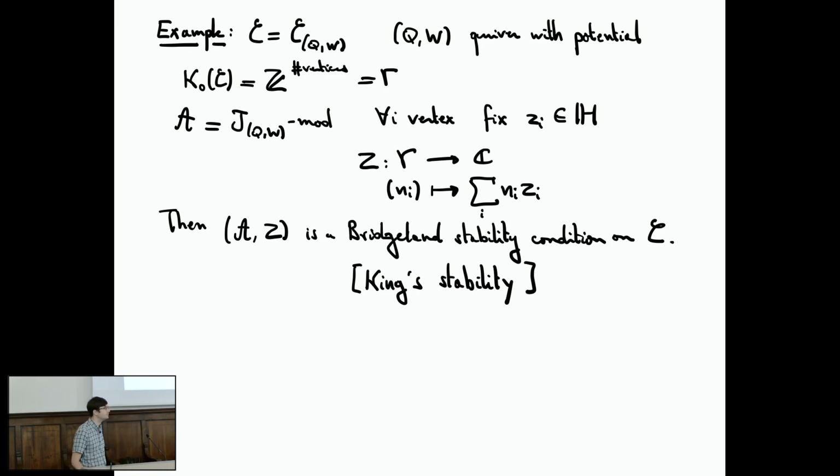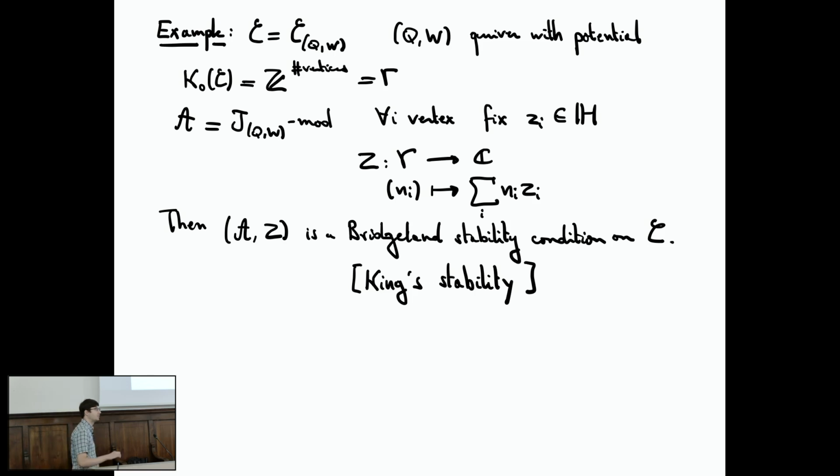I just wondered, if you look at the King's stability conditions for quivers, you just need to assign a number to each vertex. But how does this space of stability conditions compare to the Bridgeland space, and how do they interact? Yeah, that's right. This defines a part of the Bridgeland space, and you can ask what the Bridgeland space globally is. In general, it's a very difficult question.